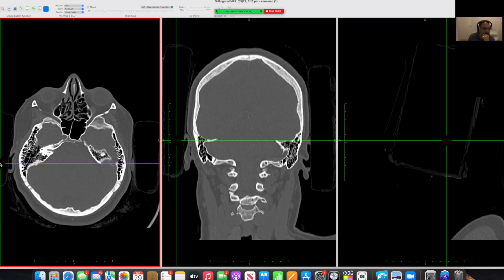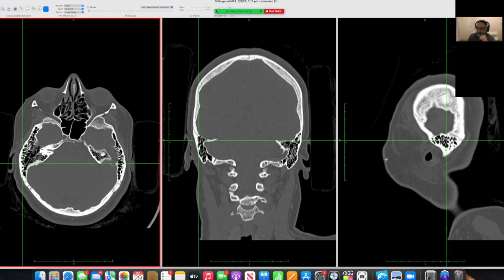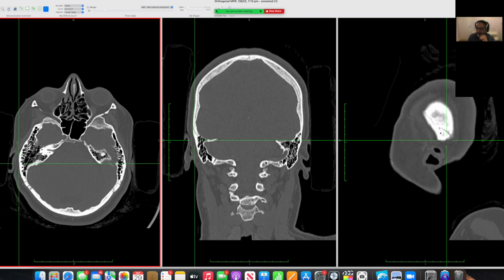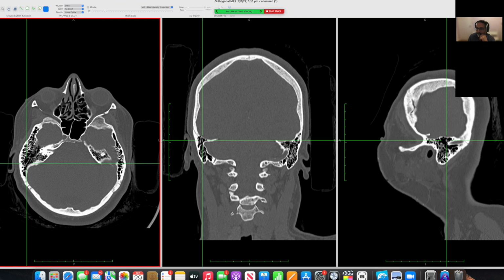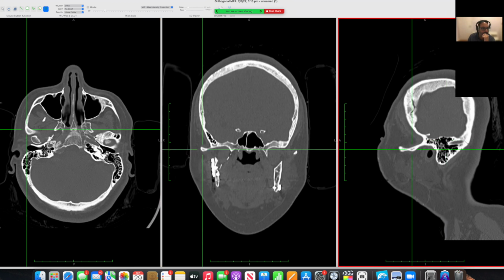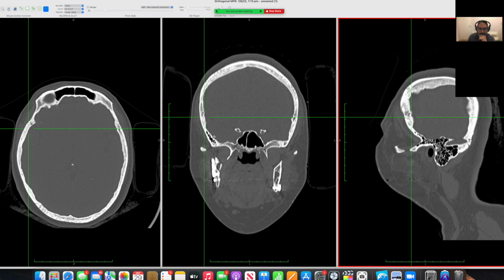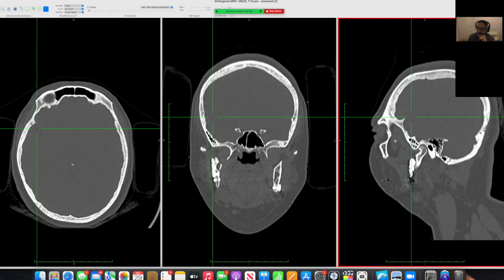Well, let's see where we are. Well, here's the ear and there's that. Then we saw the mastoid processes. So what is that? So that is the zygomatic process for sure. What is that? What is that? I can't tell from there. That looks like the parietal bone from there.